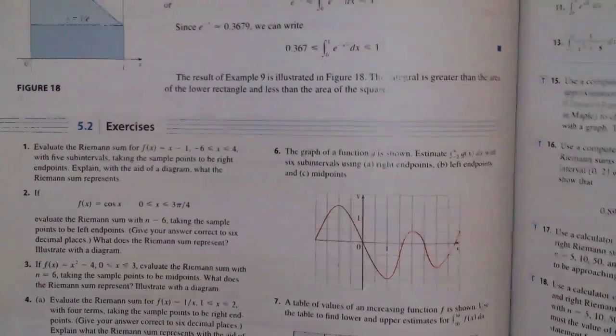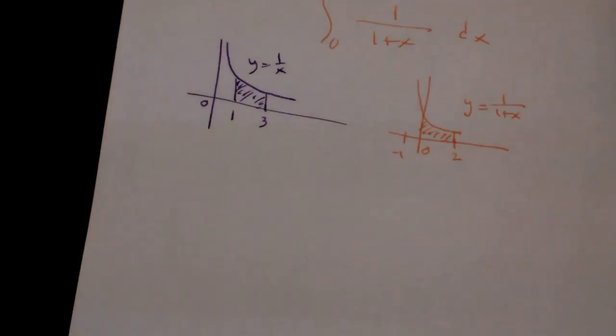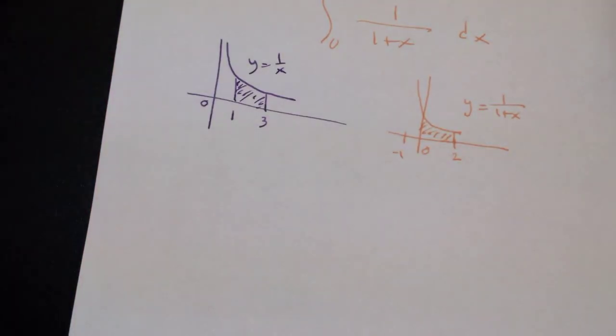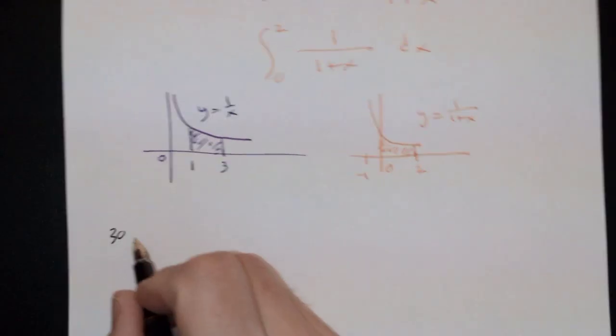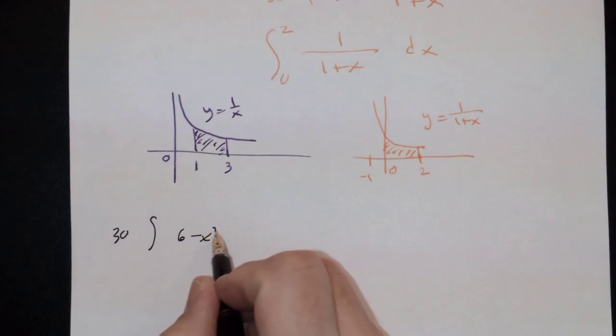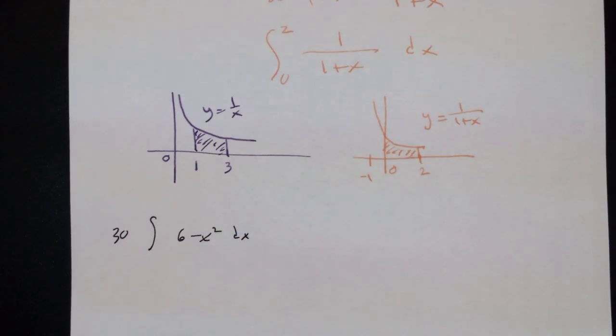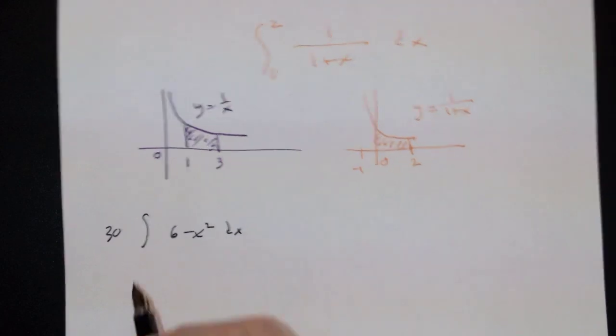So now we're actually asking you to do the whole thing the hard way. Yep. So this is the same thing I did in class. Take a look at 30. 30 is the integral of 6 minus x squared from 0 to 4.